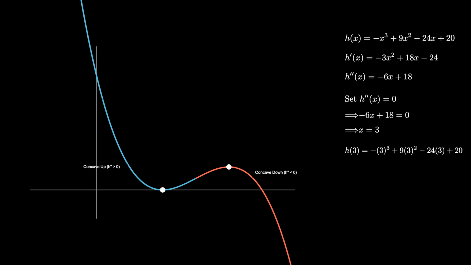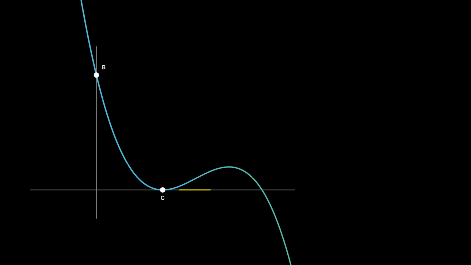h of 3 equals negative (3) cubed plus 9 times (3) squared minus 24 times 3 plus 20, which equals negative 27 plus 81 minus 72 plus 20, which equals 2. Therefore, the point of inflection is at the point (3, 2). This is the most challenging part, but we will break it down carefully.